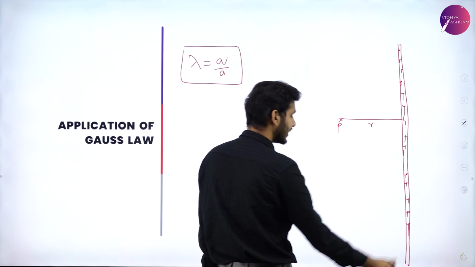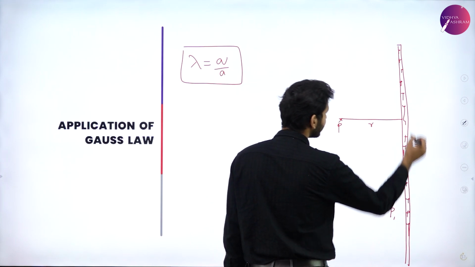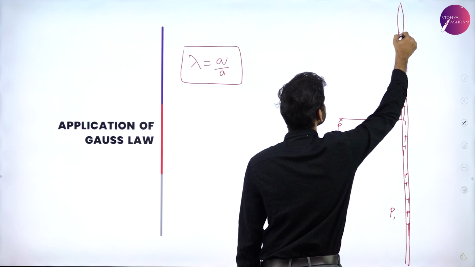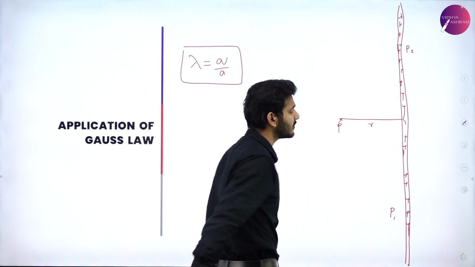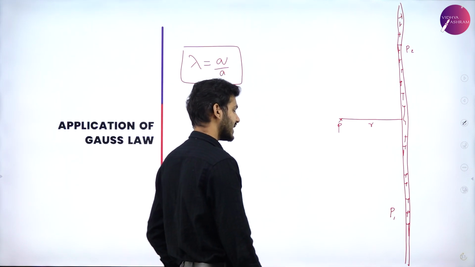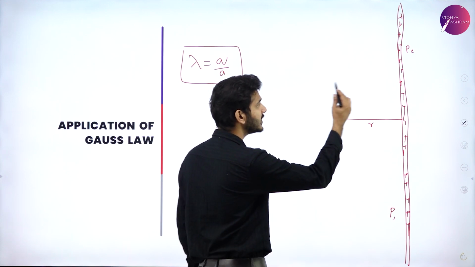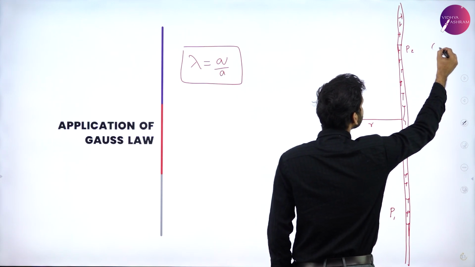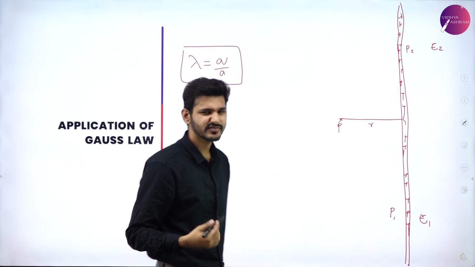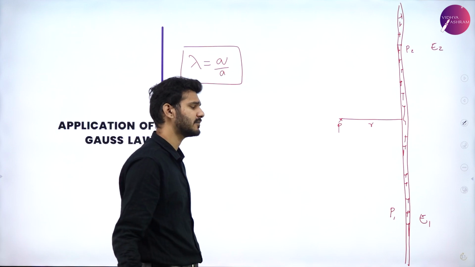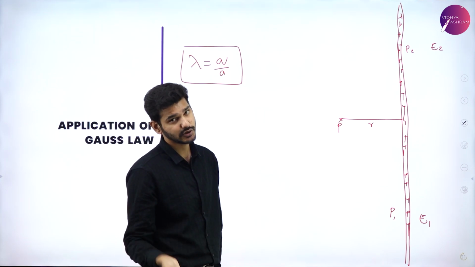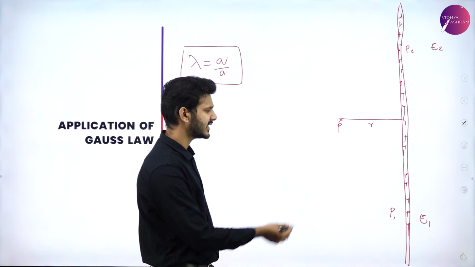So we are taking a point, let's say this is P1, and we are taking another point up here, which is P2. So this will be infinitely long, which is charged. We are just taking points P1 and P2 at particular positions, and we are saying that the electric fields at P1 and P2 will be E1 and E2 respectively. Don't worry about that. They will take care of themselves.